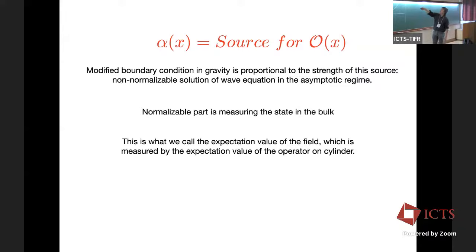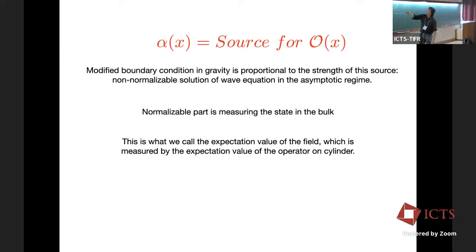So the non-normalizable solution of the wave equation is the thing that controls the source that you're putting on the cylinder. The normalizable part is measuring the state in the bulk. So you can either modify the state or you can just measure it. Measuring is computing these classical expectation values at infinity. And the other thing is adding a classical source at infinity. There's a slight distinction between raising and lowering operators, and in the classical limit, you treat one as a source and the other one as a sink. And the sink measures, and the source is the thing that generates new fields emanating from the point.